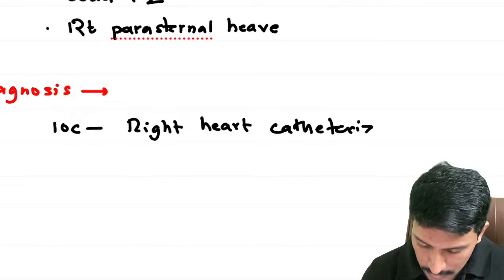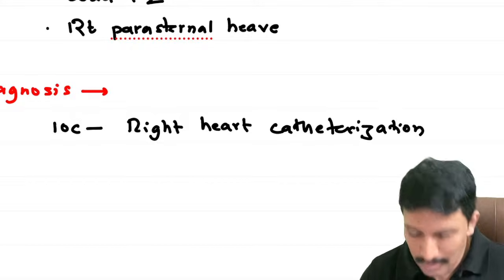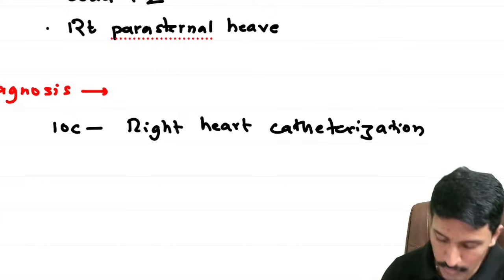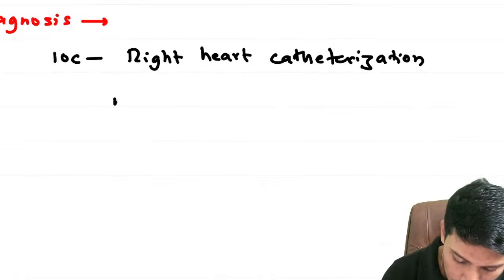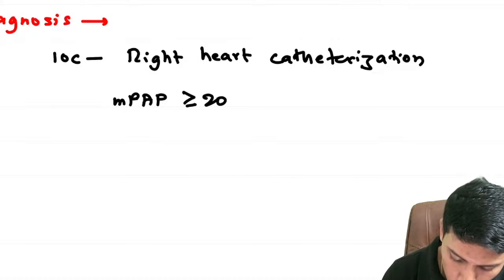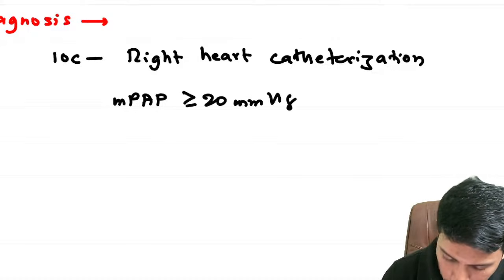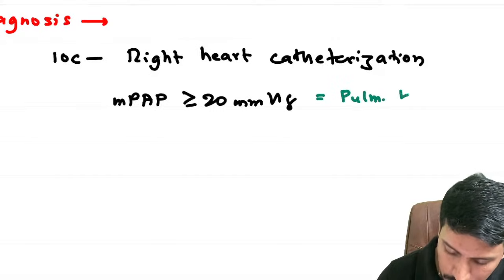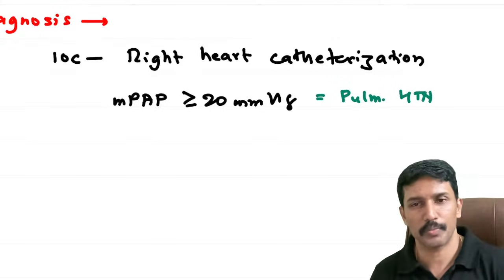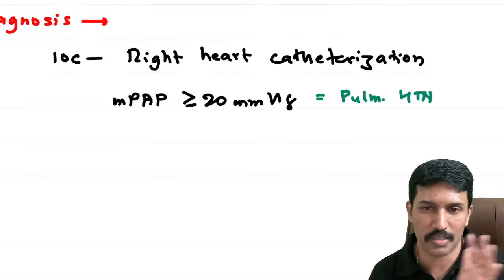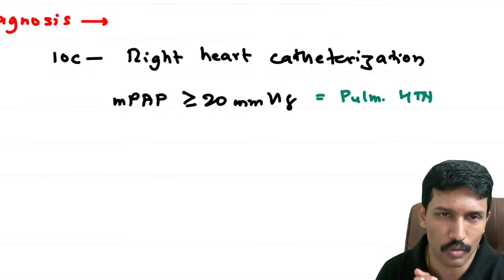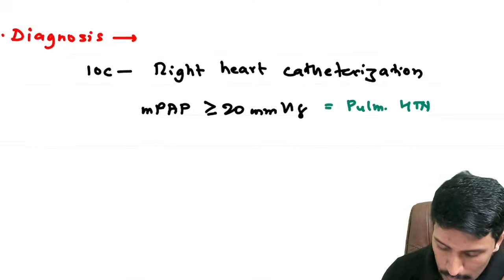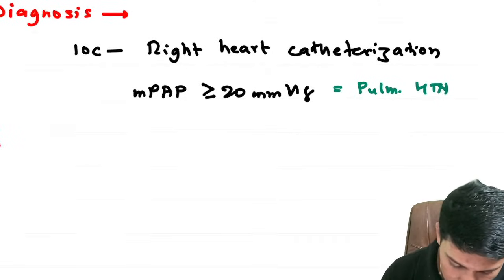Right heart catheterization is the investigation of choice. And once we do right heart catheterization, if the mean pulmonary artery pressure is more than or equal to 20 millimeters of mercury, then it is suggestive of pulmonary hypertension. If it is less than that, then it is not pulmonary hypertension. There may be other causes for the patient's symptoms. Investigate accordingly. Okay. Once you're diagnosed, then comes the management.